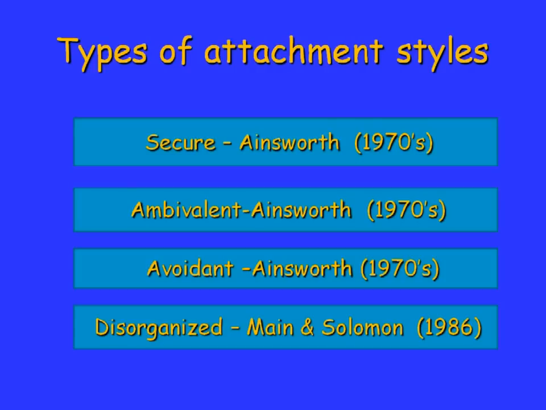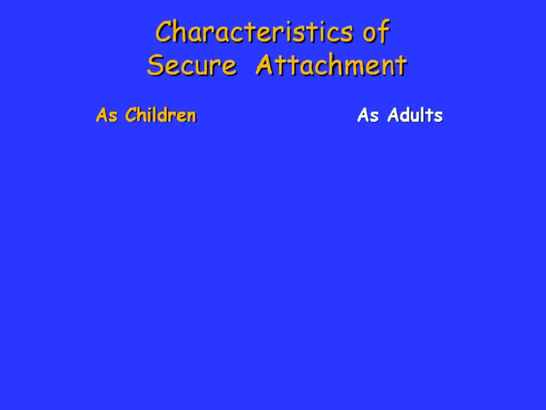So let's have a look at the characteristics of secure attachment. Now, secure attachment is considered what would be called a healthy attachment. So as I go through these attachment styles, I will show you what happens as children and what may happen as adults as a consequence of the type of attachment style a child has. So as children, if we're able to separate from a parent, as adults we'll probably have a trusting, lasting relationship.